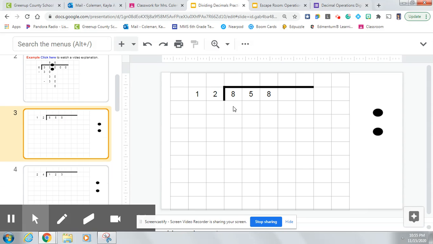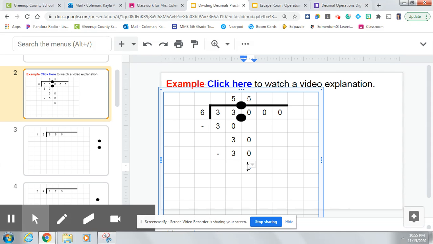You have to keep adding zeros onto the end until you have a remainder of 0. After you have a remainder of 0, then the number on that top line is your quotient, as your answer.